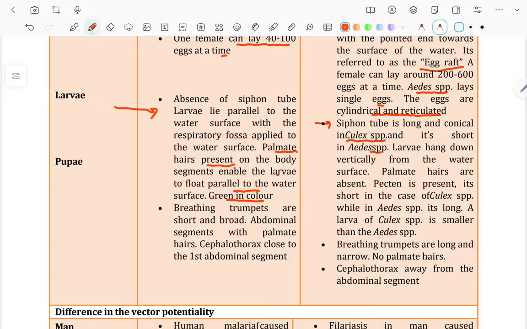Larvae hang down vertically from the water surface. Palmate hairs are absent. Pecten is present. It is short in the case of Culex species, while in Aedes species it is long. A larva of Culex species is smaller than the Aedes species. Pupa. Breathing trumpet are short and broad. Abdominal segment with palmate hair. Cephalothorax close to the first abdominal segment. जबकि इसमें breathing trumpet are long and narrow. No palmate hair. Cephalothorax away from the abdominal segment.